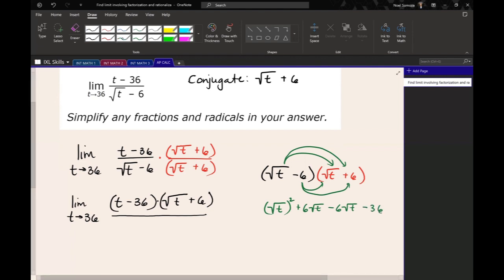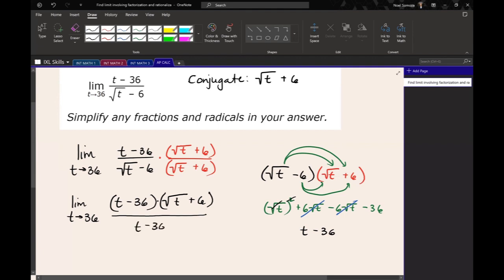So let's see what happens. 6 square root of t minus 6 square root of t, these terms cancel. That gives us 0. And if you have the square root of t squared, well, square and square root are inverse operations of each other. They undo each other. So really what we have is just t minus 36. So the denominator ends up multiplying out to be t minus 36.